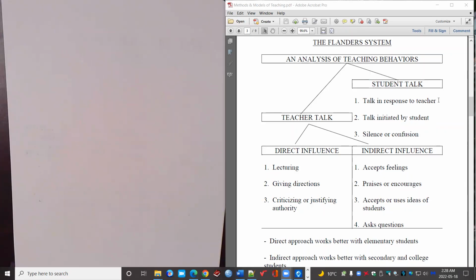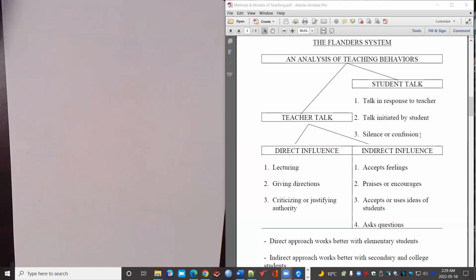Talk in response to the teacher, for example, answering the teacher's question, right? Talk initiated by the student, like to express an opinion or ask a question, right? So here, the talk is initiated by the student. Here, the talk is in response to the teacher's question.